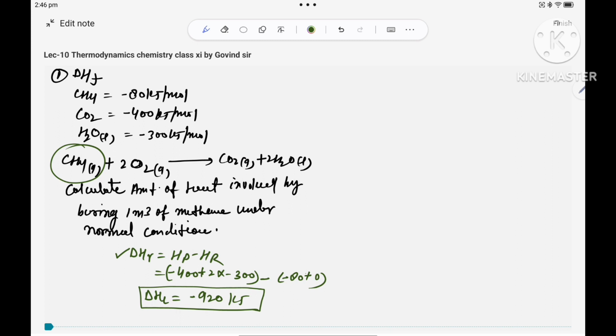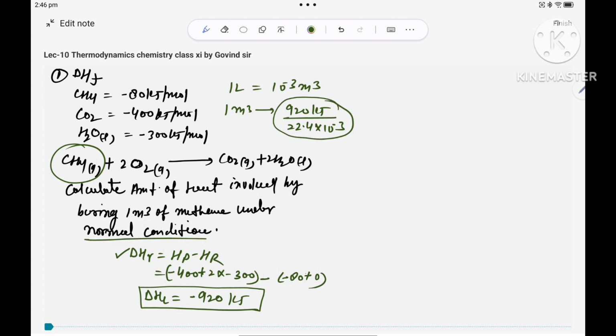So here 1 liter is equal to what? 10 to the power minus 3 meter cube. So 1 meter cube is equal to what? 920 kilojoule upon 22.4 into 10 to the power minus 3. That value you have to solve and you will find the answer. Normal condition means standard temperature and pressure. So that is for the complete, and for 1 centimeter cube that value will come.